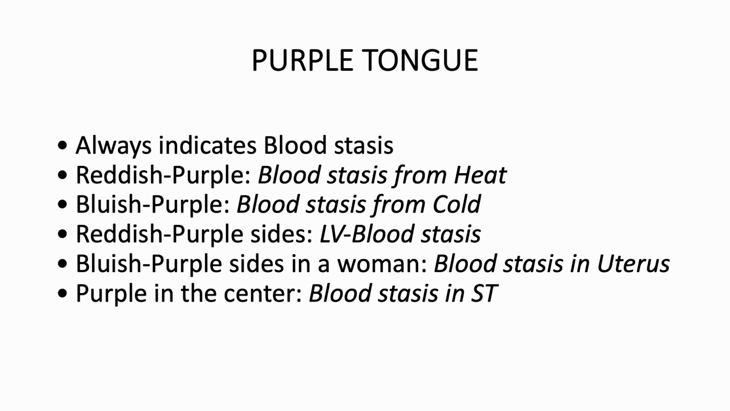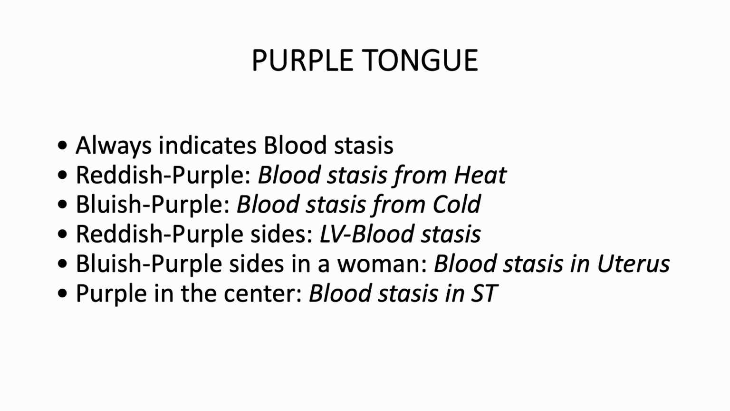There are two types of purple color, reddish purple and bluish purple. A reddish purple tongue indicates heat and stasis of blood, and it develops from a red tongue. A bluish purple tongue indicates cold and stasis of blood, and it develops from a pale tongue.